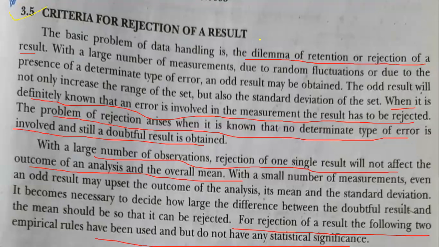When it is definitely known that an error is involved in the measurement, the result has to be rejected. The problem of rejection arises when it is known that no determinate type of error is involved and still a doubtful result is obtained. In that case, how can we decide whether to accept the result or reject the result? With a large number of observations, rejection of one single result will not affect the outcome of analysis and overall mean.